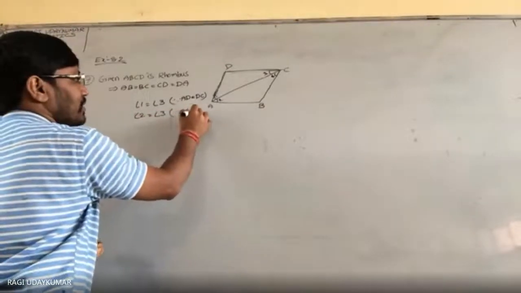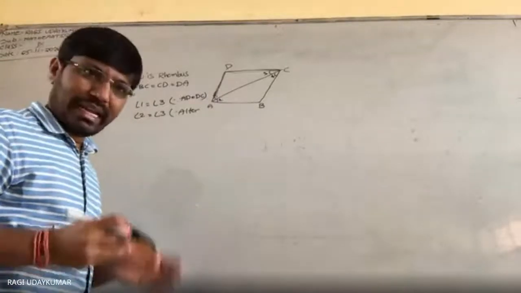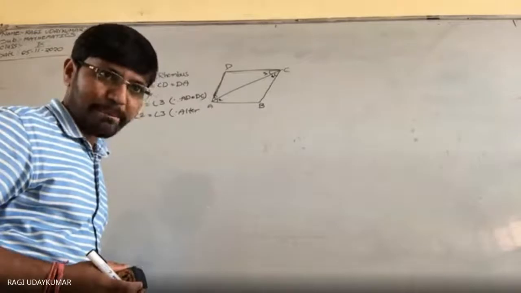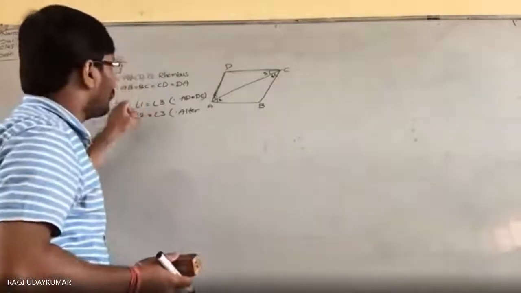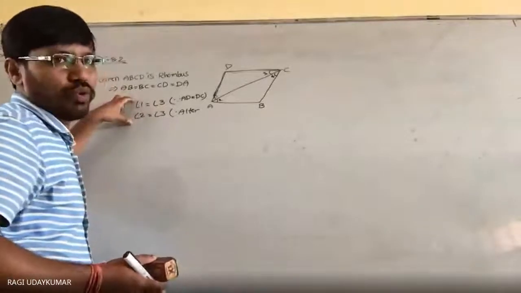I am not writing the complete statement, you have to write it completely. So angle 1 is equal to 3, angle 2 is equal to 3. So angle 1 equal to angle 2.